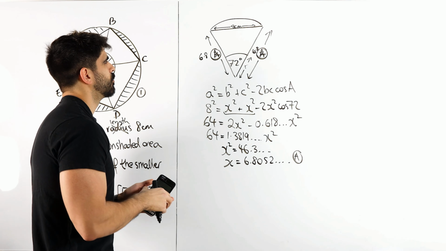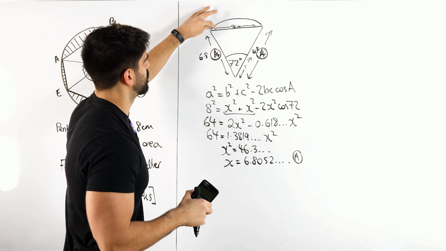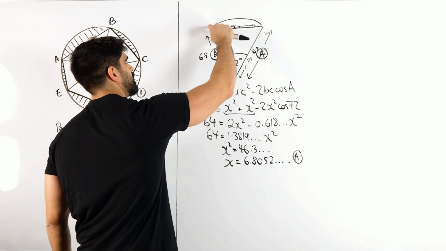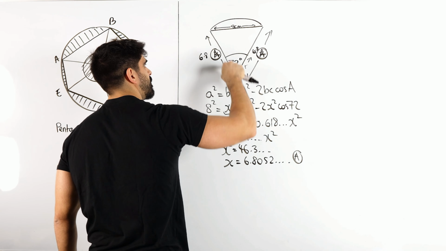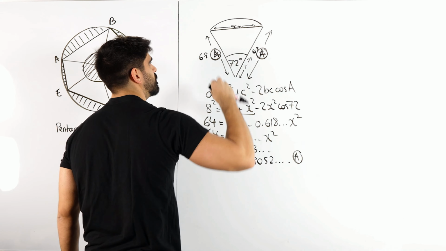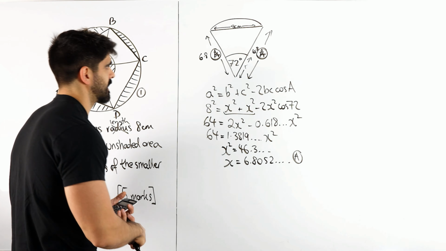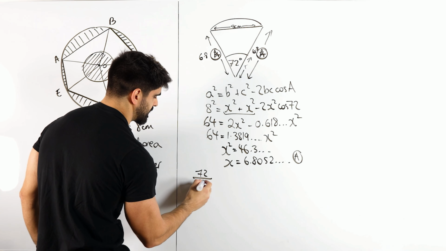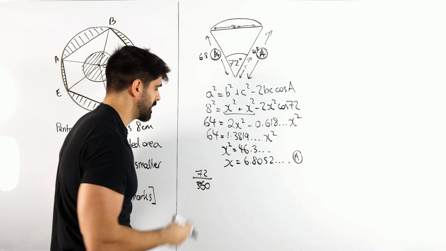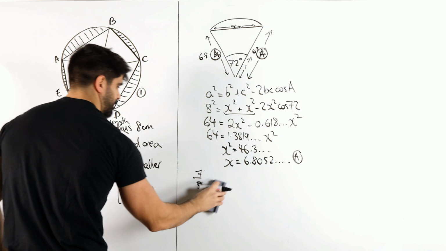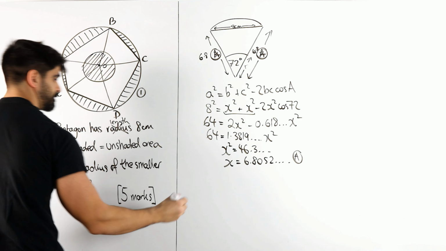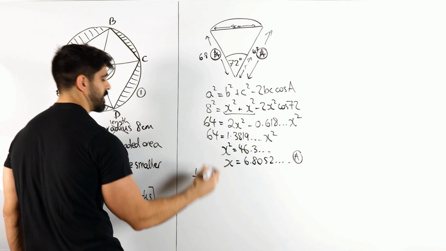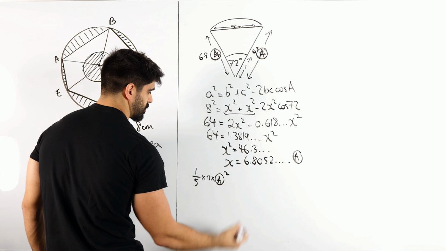With this 6.8, we can now work out the area of this shaded bit here. How do we do that? We do the area of the sector minus the triangle. How do we work out the area of the sector? The sector is what fraction 72 is out of 360, which we already know is a fifth, because we did it earlier, so I can just write 1/5. So it's 1/5 times pi times the radius squared, which I stored as A squared.